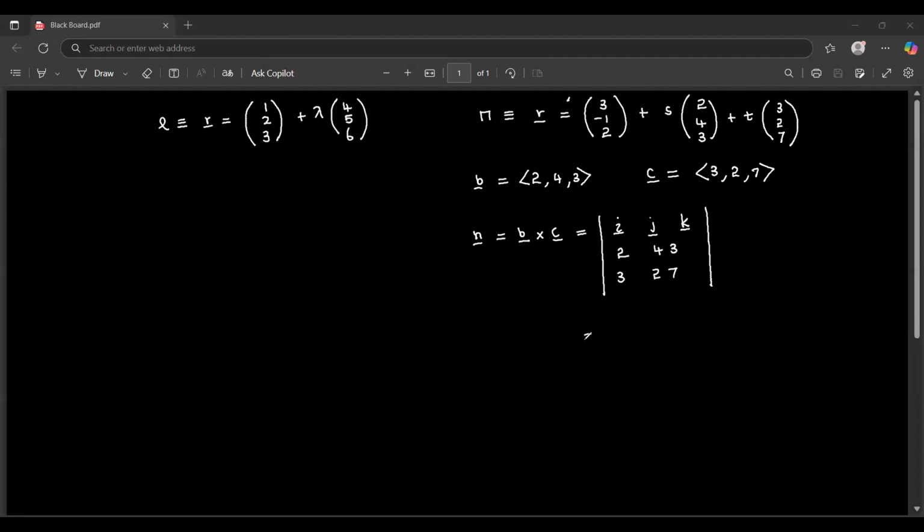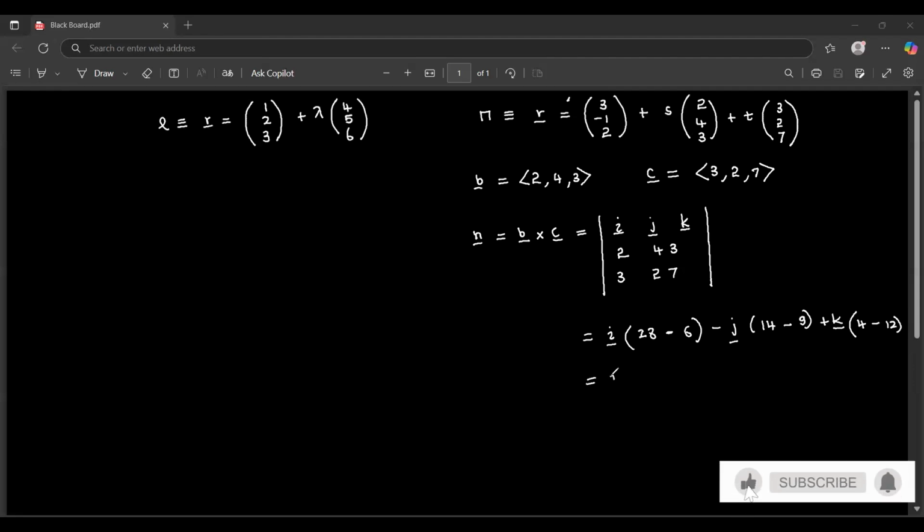Okay. So here we will have i into 4 into 7, 28, minus 3 into 2, 6. Minus j into 2 into 7, 14, minus 3 into 3, 9. And then we have plus k into 2 into 2, 4, minus 4 into 3, 12.